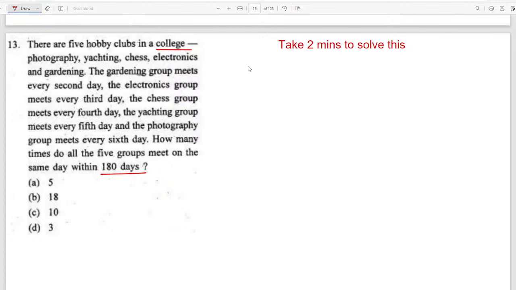So we have 5 hobbies: photography, yachting, chess, electronics, and gardening. Gardening meets every second day. The electronics group meets every third day. The chess group meets every fourth day. The yachting group meets every fifth day. And photography meets every sixth day. They are asking when they all meet together.